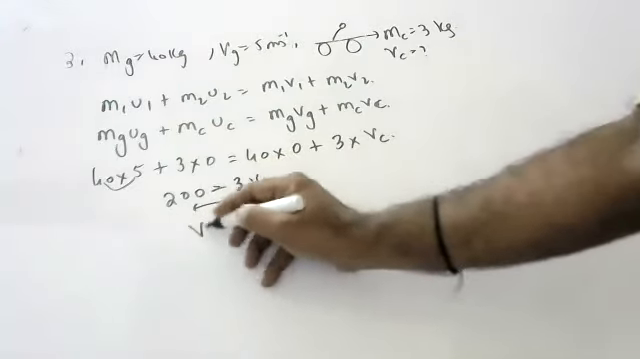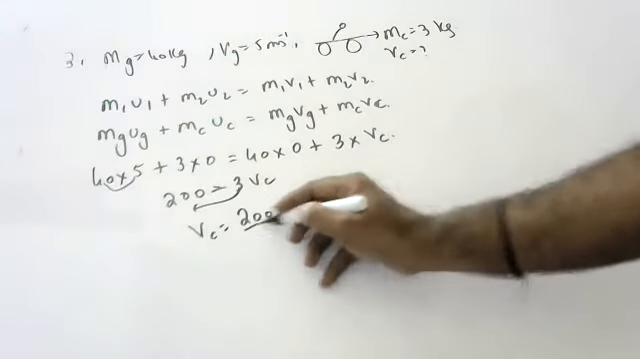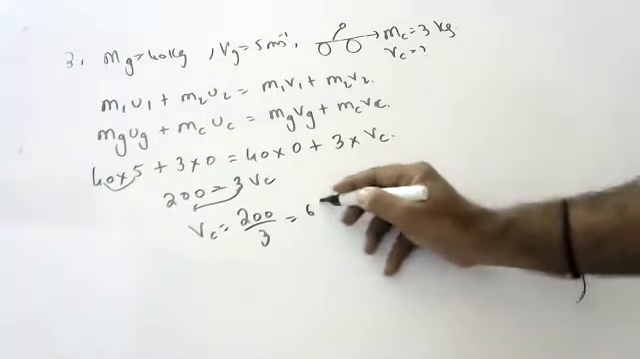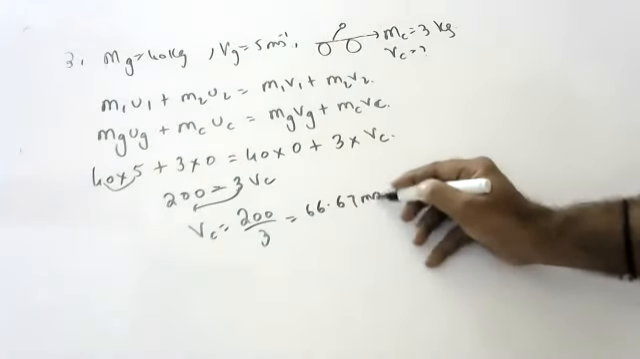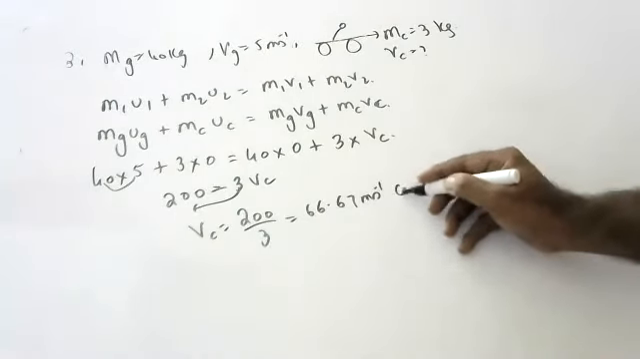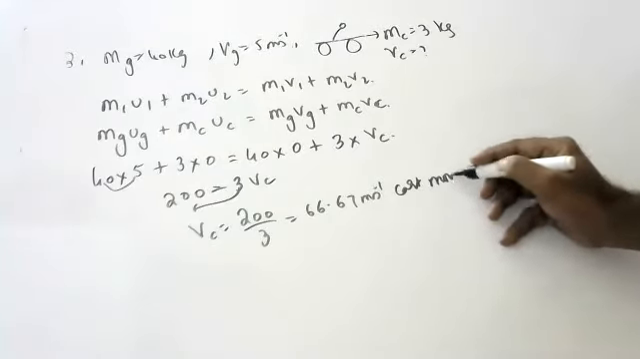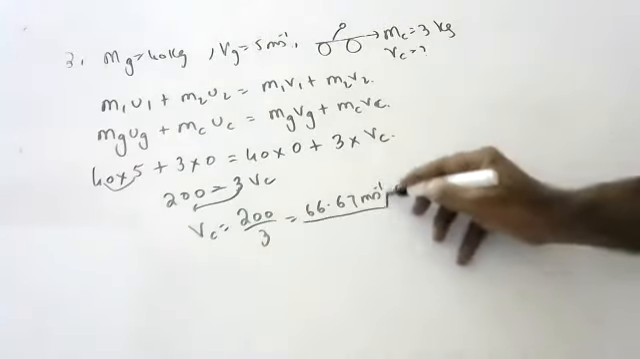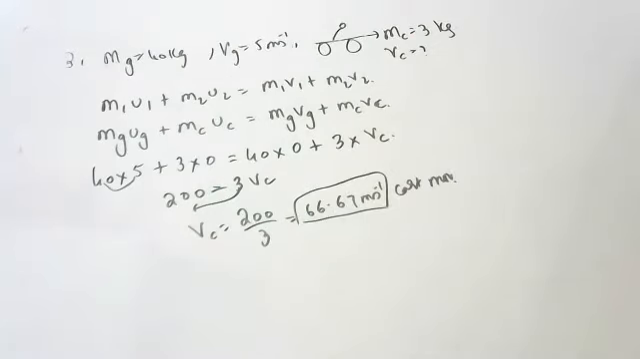This 3 goes down. So, how much is this? 66.67 meters per second, the cart moves. If she jumps with 5 meters per second, the cart will move with this speed, 66.67 meters per second. This is the question.